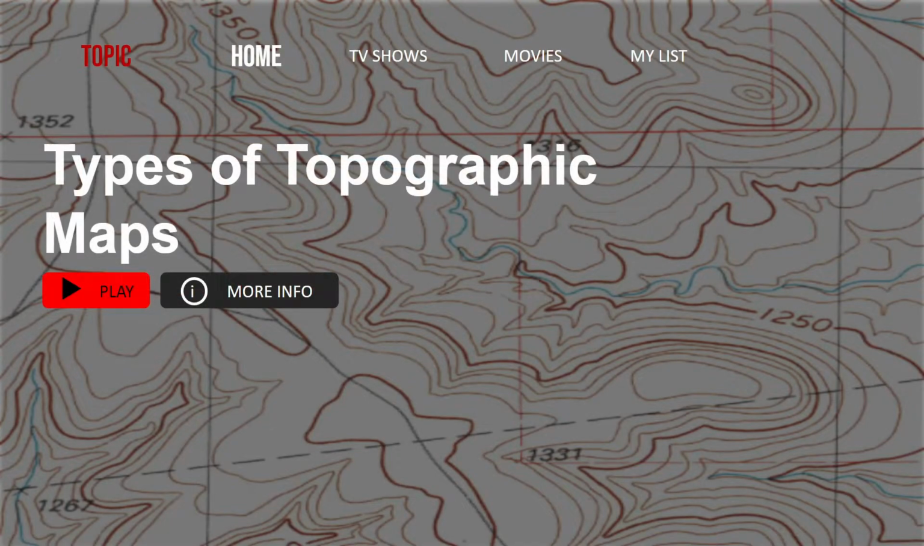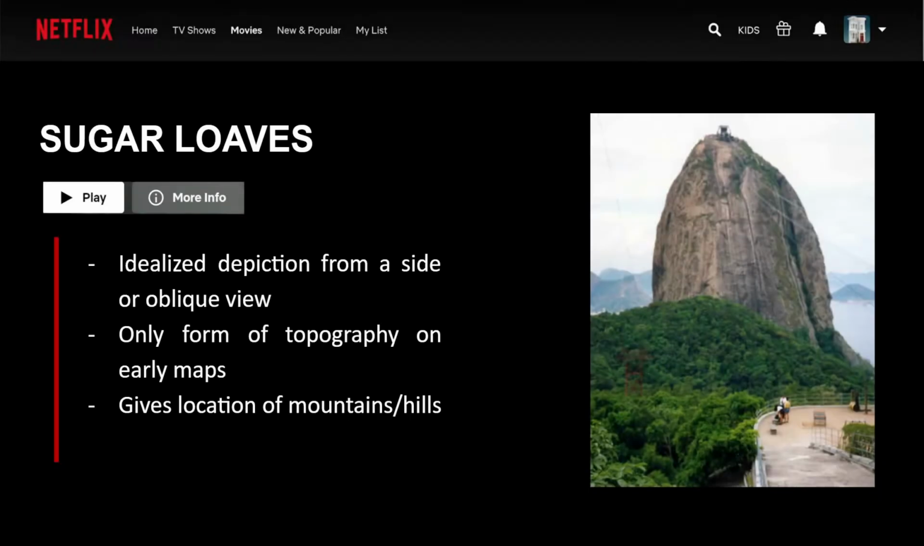In the next couple of slides, I'm going to be showing the different types of topographic maps. Starting off with our first, which is called sugar loaves. These are idealized depictions from a side or oblique view. They were the only form of topography on early maps before 1700, due to the lack of detailed surveying. It gives the locations of mountains or hills but does not give the precise size or elevation of that mountain or hill.